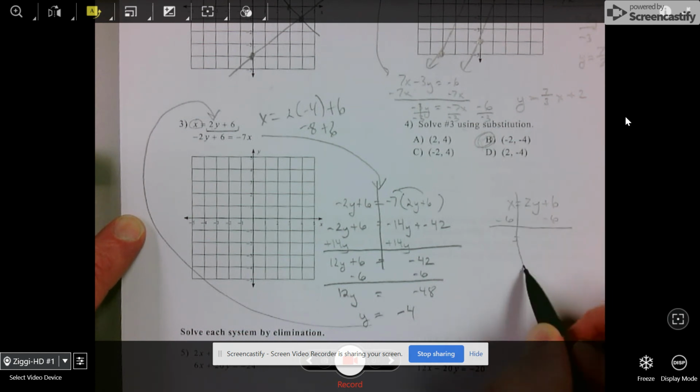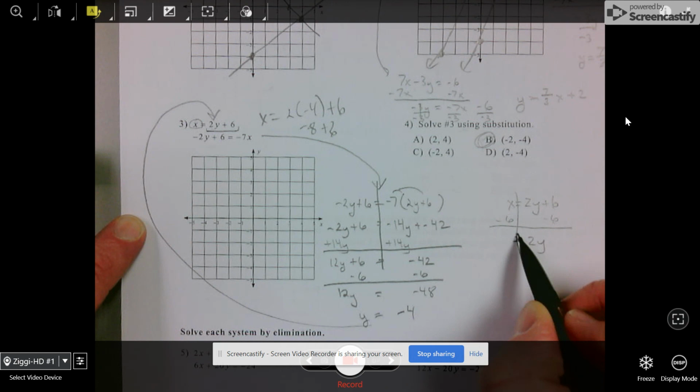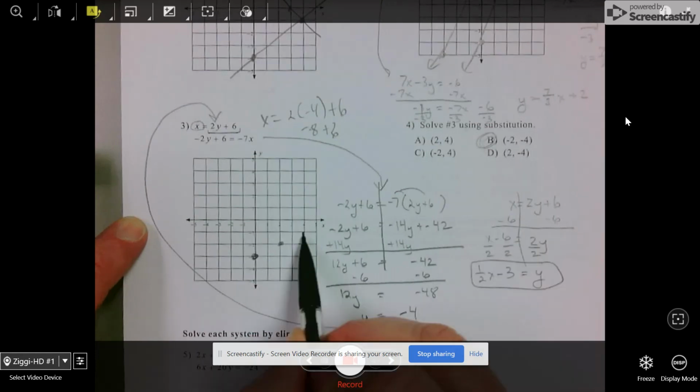So let's graph that. Start at -3, slope up 1 to the right 2, make a few of them. And hopefully -2, -4 is one of my points. Yeah, it is. We'll see what the other line ends up being. So then my other line, -2y plus 6 equals -7x. Subtract 6. Divide by -2.